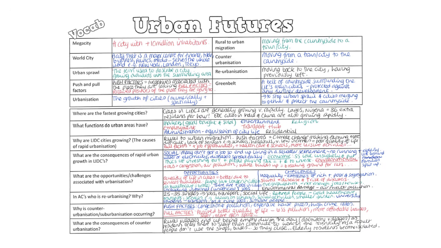Okay, so moving to ACs, re-urbanisation. Who is re-urbanising and why? So we've got 3 main categories. You've got people aged 25 to 35, singles who are upwardly mobile, and they are looking for a job, they're looking for good transport, and they're looking for a social life. And all of that is met in the urban areas.